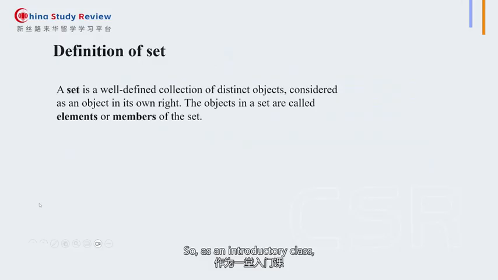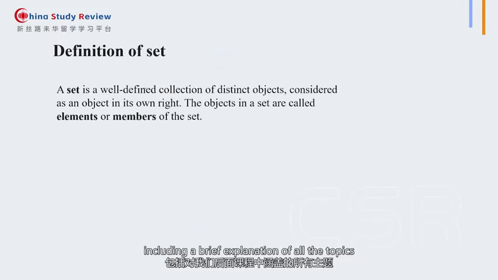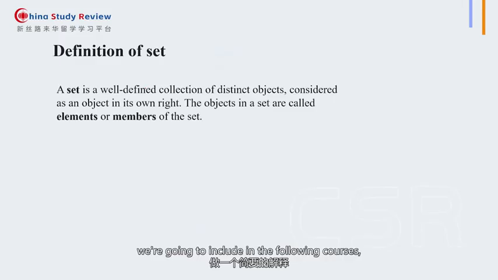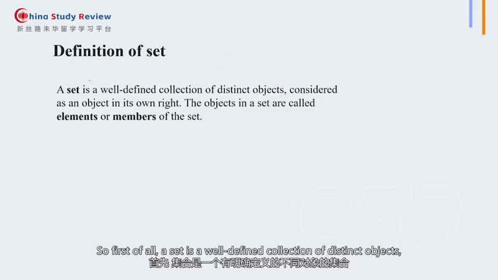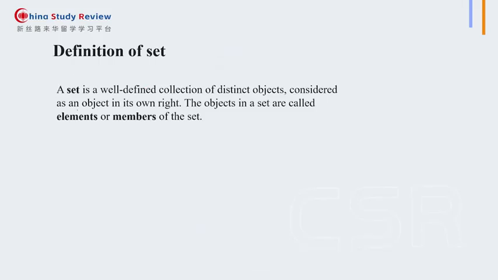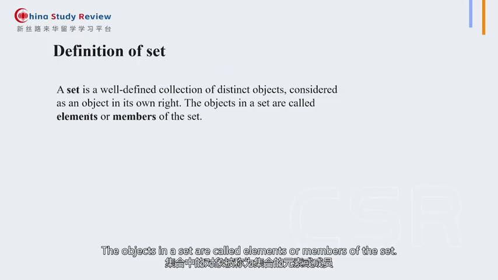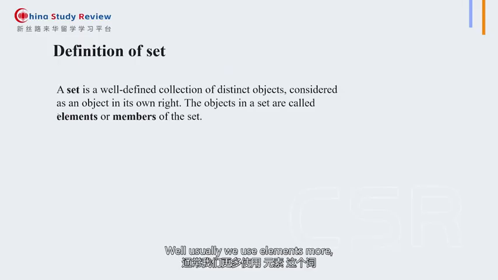As an introductory class, we're going to start from the definition of set first. This first class is more like an introduction to the whole unit, including a brief explanation of all the topics we're going to cover in the following courses. First of all, a set is a well-defined collection of distinct objects, considered as an object in its own right. The objects in a set are called elements or members of the set. Usually we use elements more, so you can remember this.